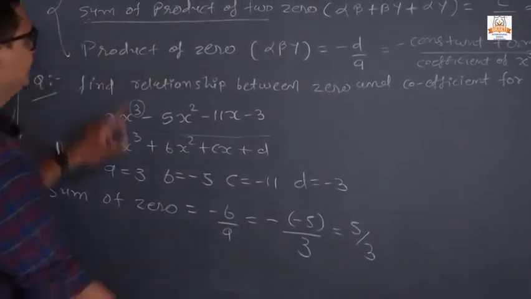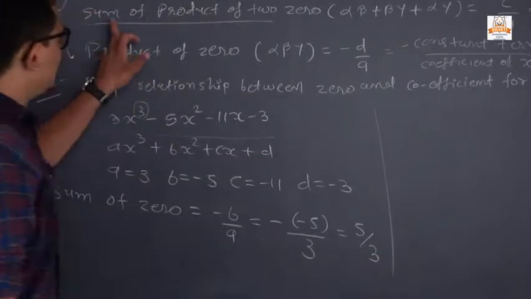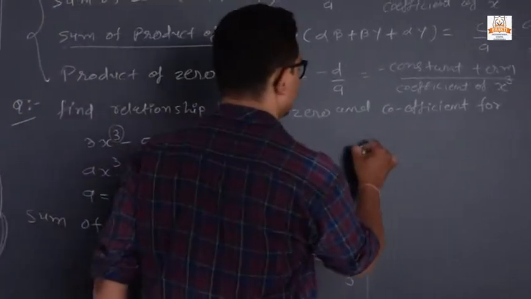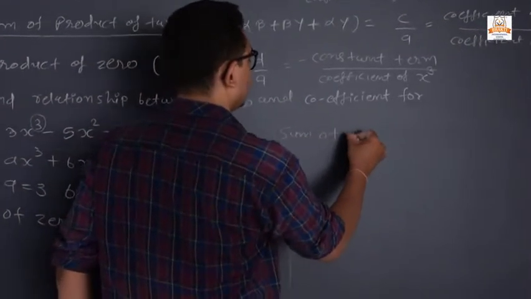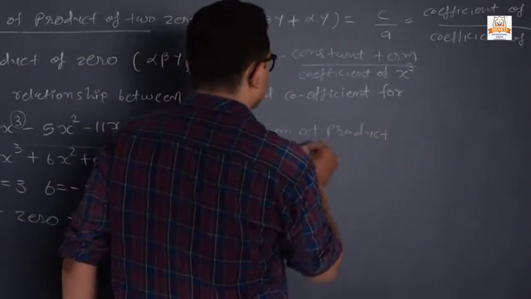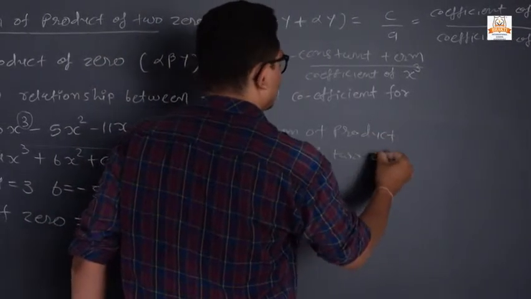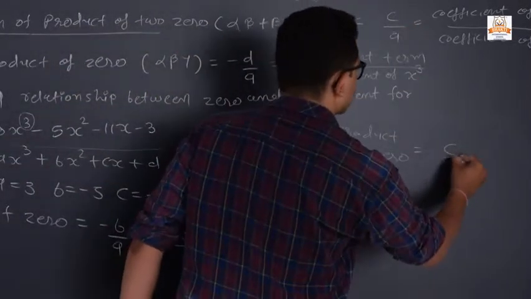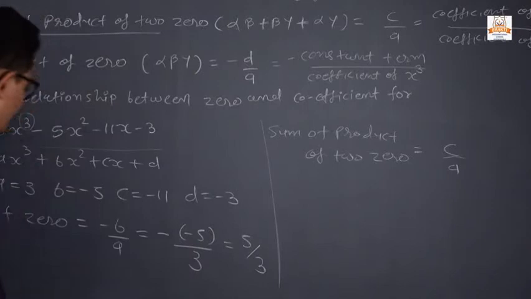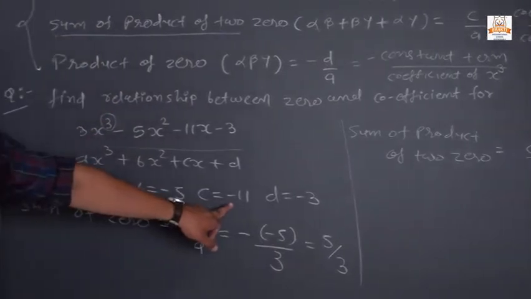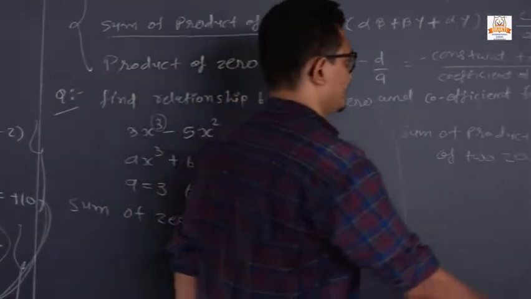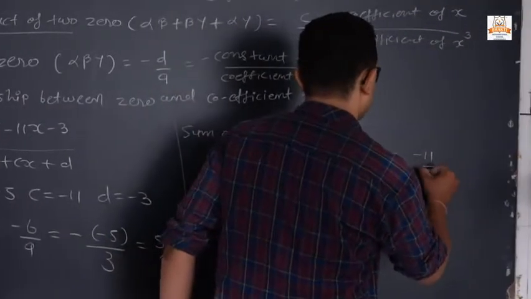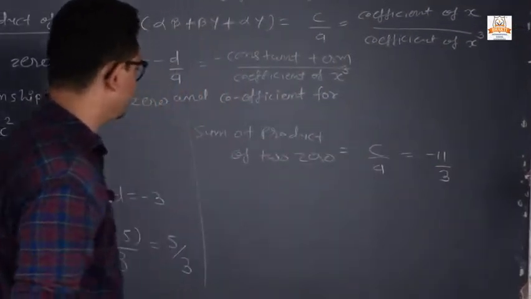Now second, sum of product of zeros. Sum of product of zeros is equal to which? What is its formula? C by A. Now what is the value of C? Minus 11 and A is 3. So minus 11 by 3.